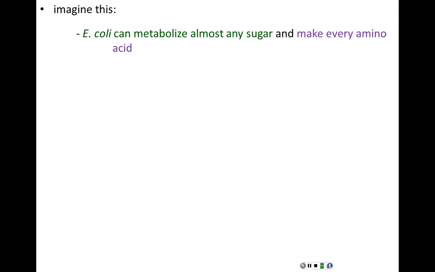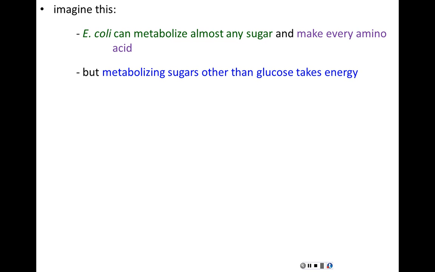So I'd like you to take a brief moment and just imagine this scenario. This is true. E. coli can metabolize almost any sugar on the planet. By metabolize, we mean extract energy from. Eat. So E. coli can eat almost any sugar that's available, and E. coli can make all 20 amino acids that it requires for its own proteins. But metabolizing sugars other than glucose requires energy. It's actually expensive to eat sugars other than glucose.